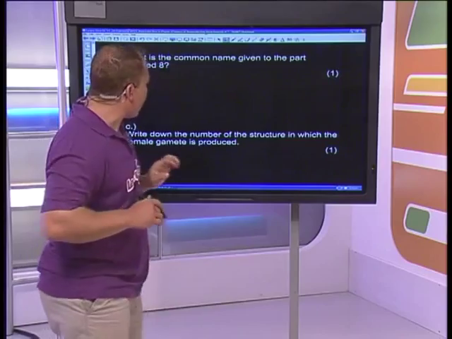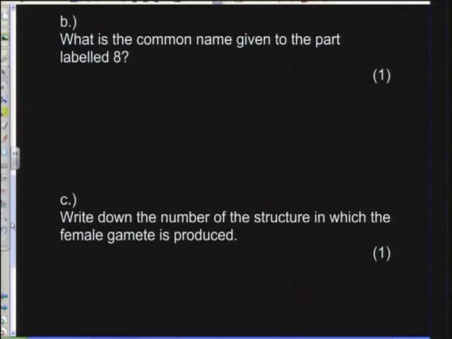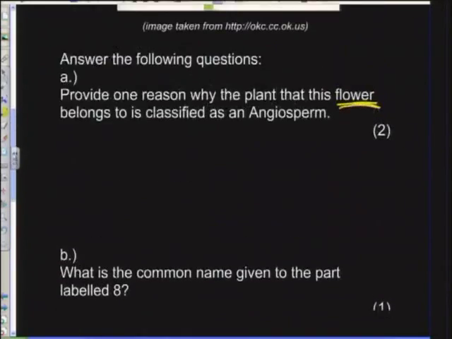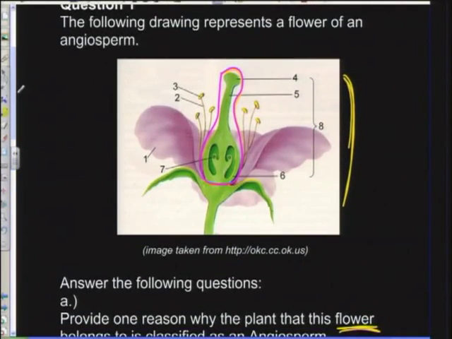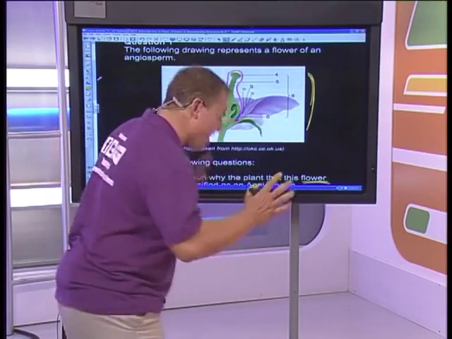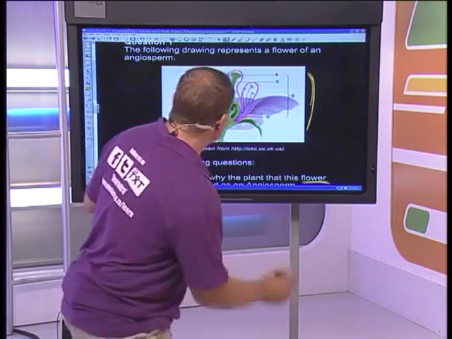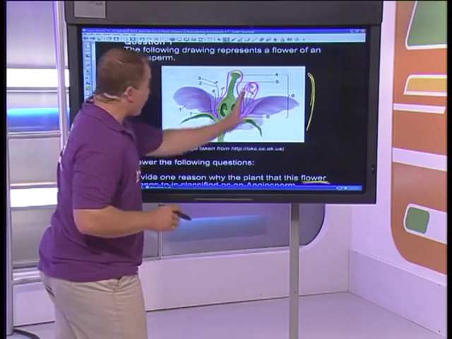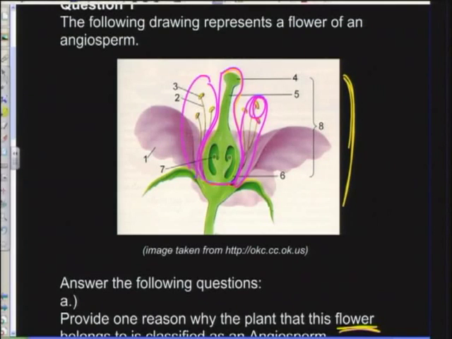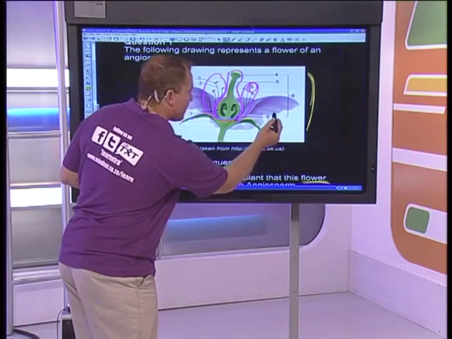Now, write down the number of the structure in which the female gamete is produced. If we have a look at it, all the way up, the female gamete cannot be produced here. That's impossible, because that is the male gamete. That's where the male gametes are produced, over there, but that's already out of the picture. It cannot be produced over here. It can only be produced in this bottom piece over here, which will be number 6.